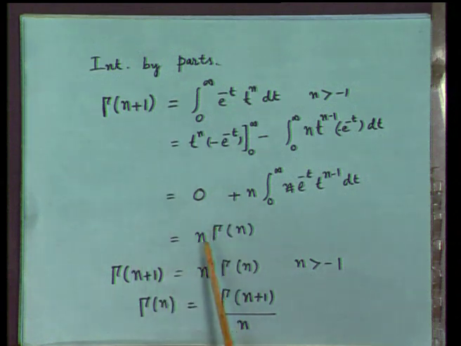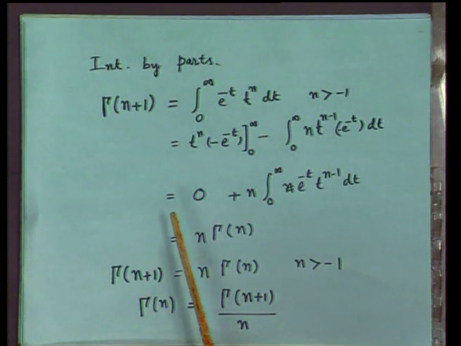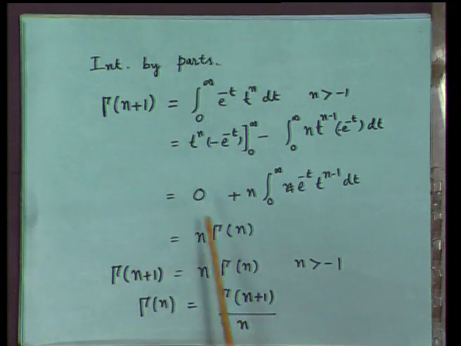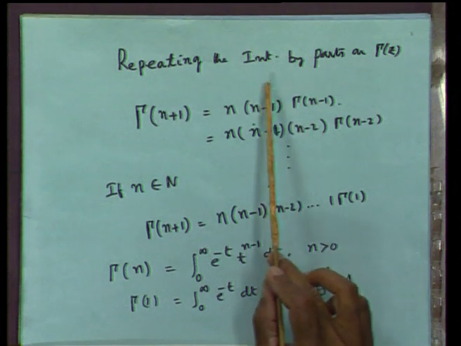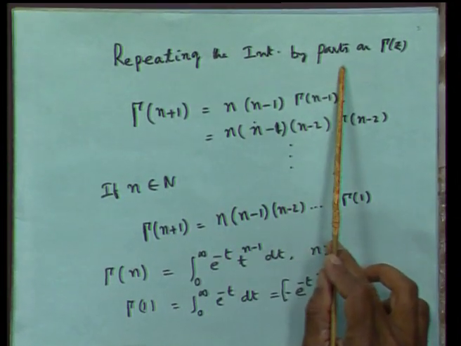So, gamma n plus 1 is equal to n into gamma n, which is a basic relationship in the gamma function. This is a recurrence relation. In fact, it can be viewed as a difference equation. So, from this you can also write gamma n is equal to gamma n plus 1 by n, for n greater than minus 1.